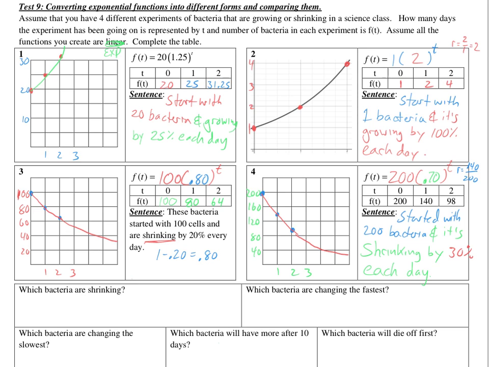Alrighty. So which bacteria are shrinking? Well, can you look at the graphs or the equations? Are there lots of things you can look at? But can you say it's 3 and 4?